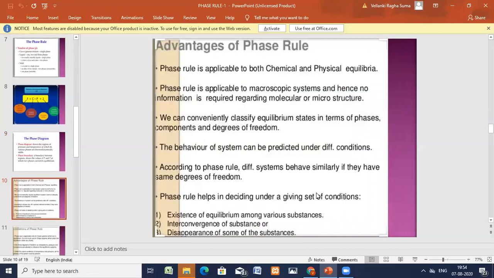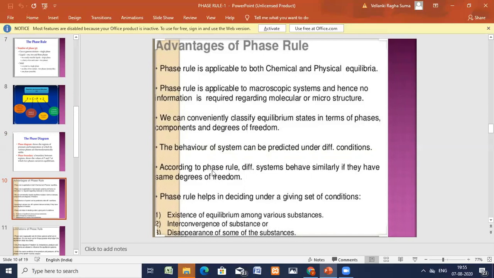Now, what are the advantages? The phase rule can be applied for both physical and chemical equilibria. It is applicable for macroscopic systems, and no information is required regarding the molecular or microstructure. Only for macroscopic systems we have it. So we can conveniently classify the equilibrium states in terms of phases, components, and degrees of freedom. The behavior of a system can be predicted under different conditions of temperature and pressure.